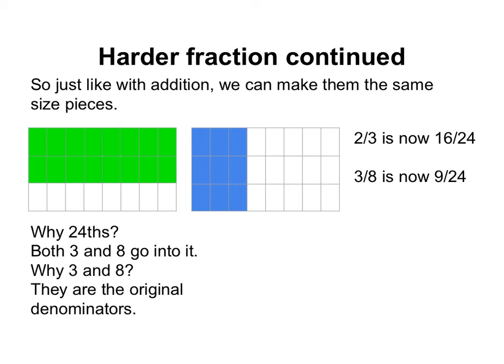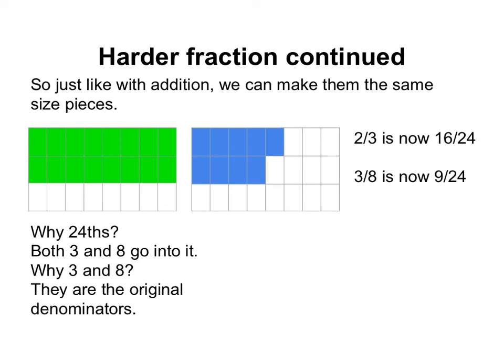Those are the original number of pieces in the whole. So again, I went 3s in one direction, 8s in the other direction, and that's going to work every time. It won't necessarily give you the smallest common denominator, but it gives you a common denominator, and that's fine. So now the question becomes, what's the difference?